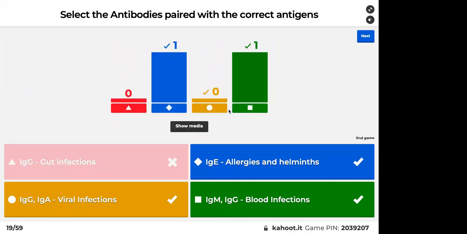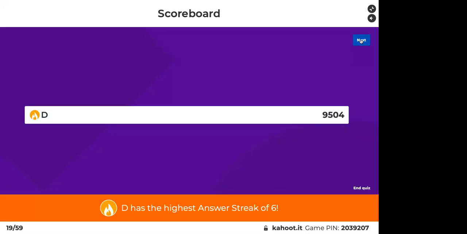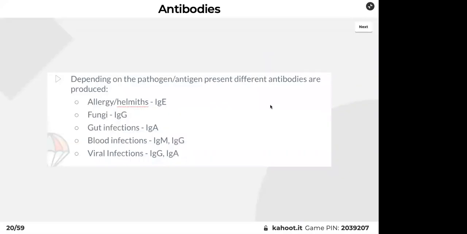Yep, good job. So all three of those are correct. Just to reiterate, allergy and helminths belong to IgE, produce IgE. Fungi produce IgG. Gut infections produce IgA. Blood infections, IgM and IgG. And viral infections produce IgG, IgA. So clearly the gut infections answer is wrong for the IgA.